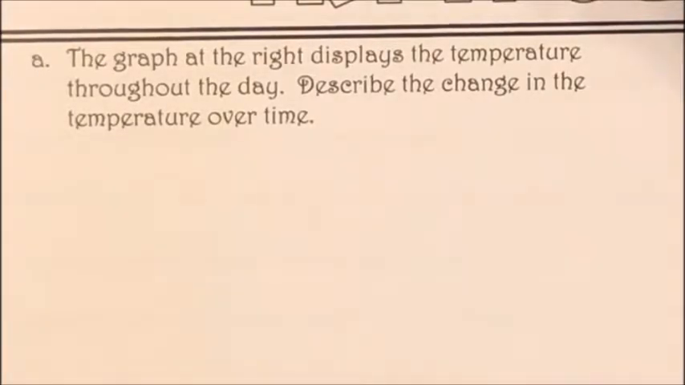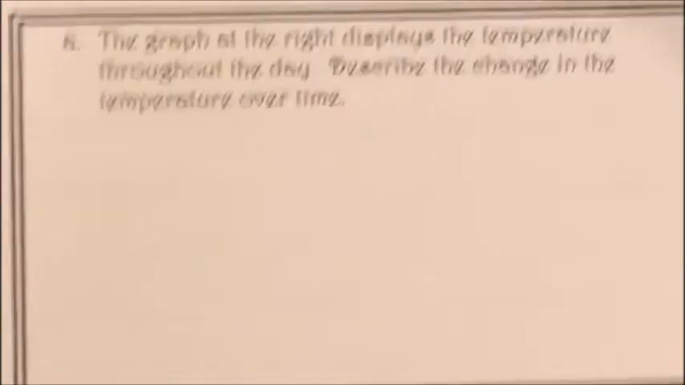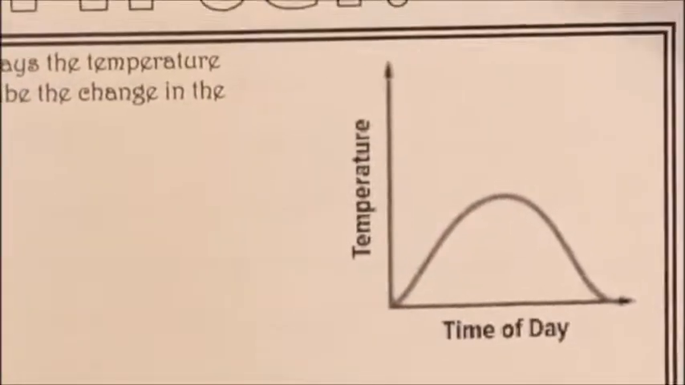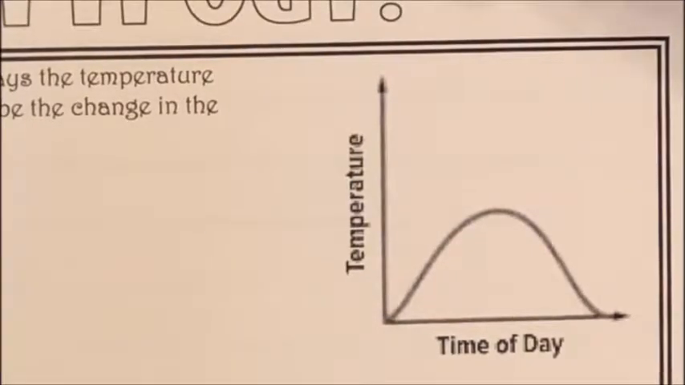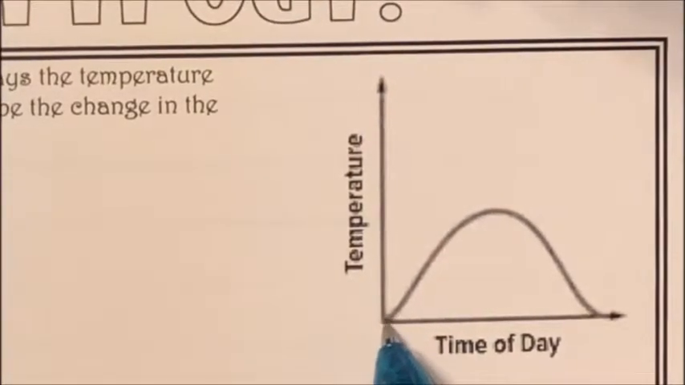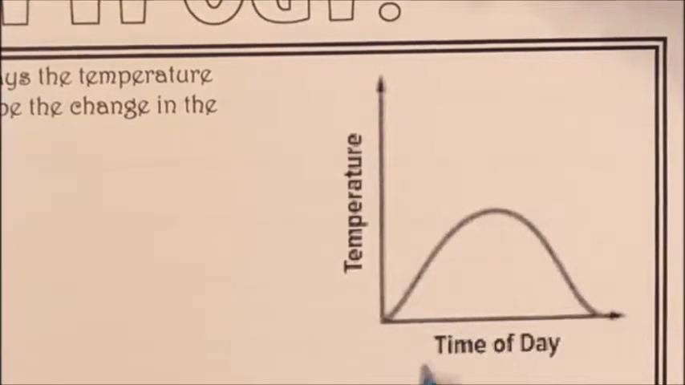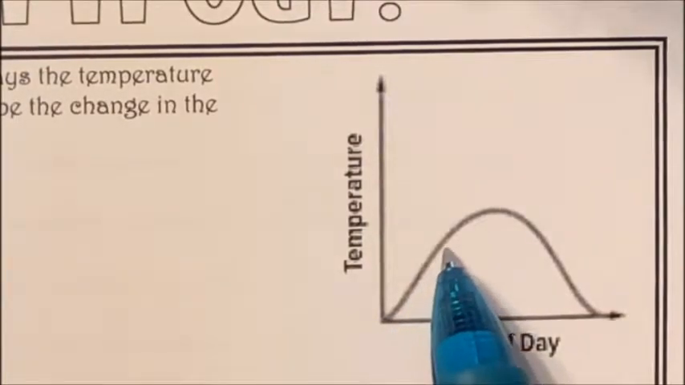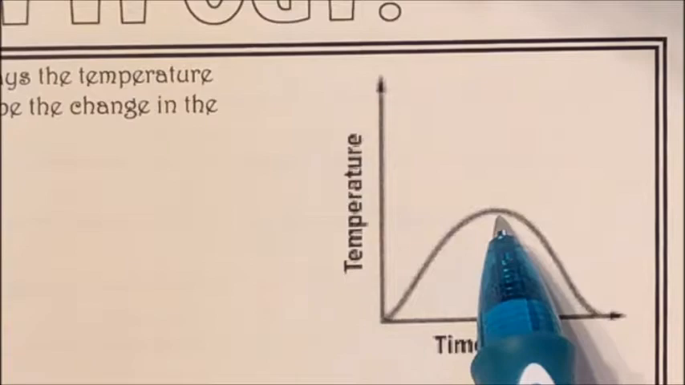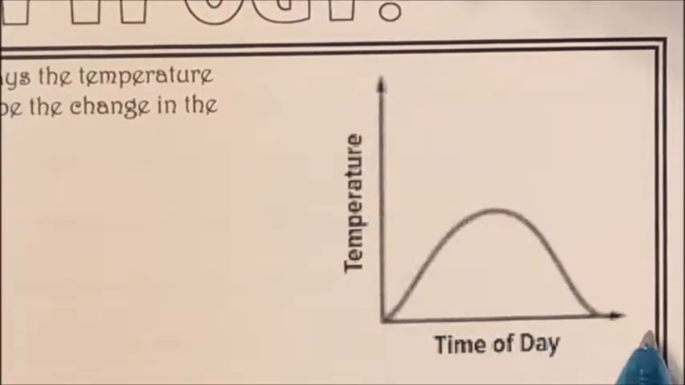together. Letter A says the graph at the right displays the temperature throughout the day. Describe the change in the temperature over time. Okay, so here's my graph. So if I'm looking at this, I'm describing it. It starts pretty much at 0, 0. Okay, so this is probably, we'll say midnight, something like that. So eventually, over time, the temperature increases. It reaches a maximum temperature, and then it decreases back down.